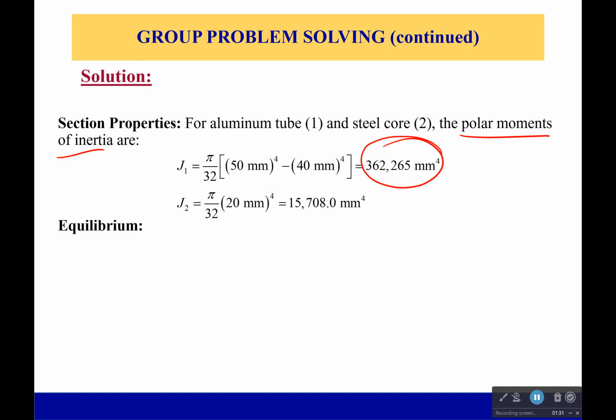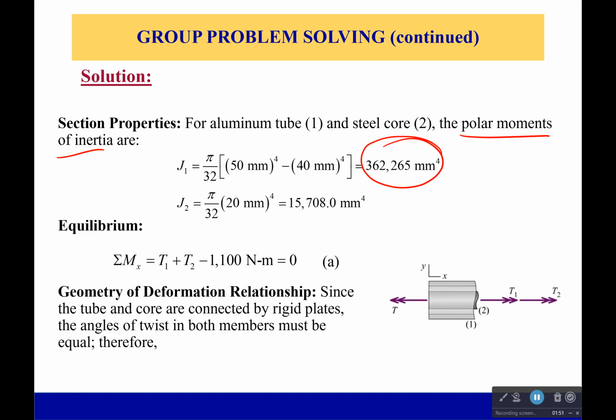Then we run out our equilibrium equations. So what's the torque going to be? The torque is equal to torque 1 plus torque 2, which is 1100 newton meters. And here's the issue: we can't solve that. That's not enough equations. We don't have enough information yet, so we have to get more equations. Where are those other equations going to come from?